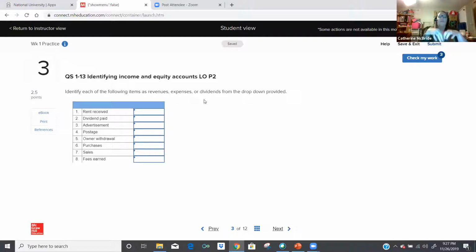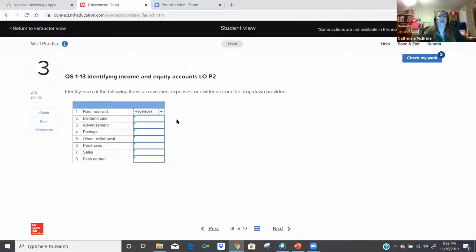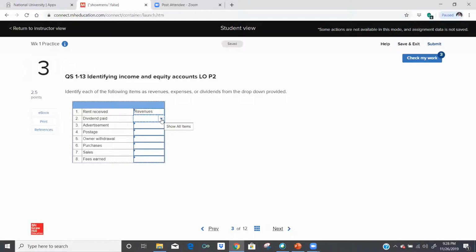So if we've received rent, is that revenue, expense, or a dividend? Revenue. Rent received is revenue. What category do you think dividends paid goes in? Expenses. How about dividends? It seems like an expense because we're paying it out. And you're right, we're writing a check, we're paying it out. It's the only time that we pay something out like that where it isn't an expense. And the reason it isn't an expense is because it's not part of operations. Okay, makes sense.